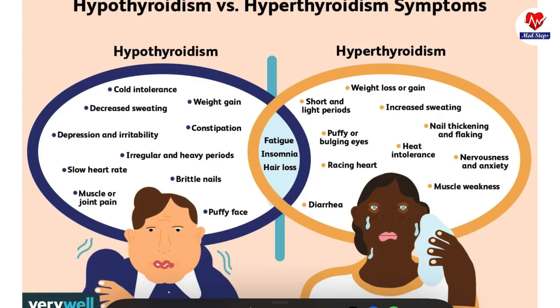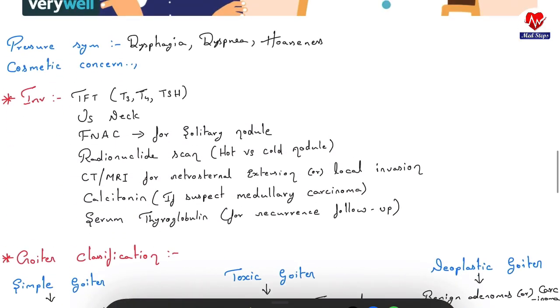Okay, so next, in malignancy cases we have some features. If you are seeing this type of features, we have to suspect the patient has malignancy: a hard thyroid nodule on physical examination, fixation to surrounding tissues, affected cervical lymph nodes, rapid growth, and hoarseness. Okay, so these are the things. Some patients will get pressure symptoms, which we already discussed: dysphagia, dyspnea and hoarseness. And if the size is increasing more, then we have to consider cosmetic concern.